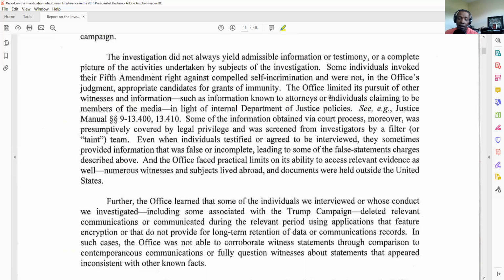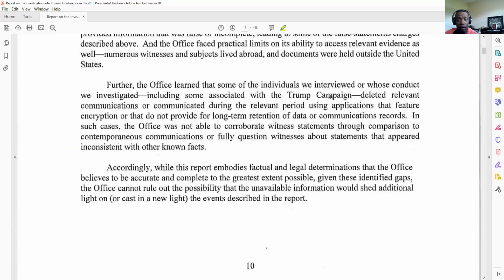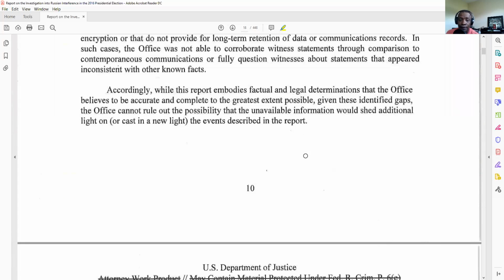Numerous witnesses and subjects lived abroad, and the documents were held outside the United States. Further, the office learned that some of the individuals who were interviewed or whose conduct was investigated, including some associated with the Trump campaign, deleted relevant communications or communicated during the relevant period using applications that featured encryption or that do not provide for long-term retention of data or communication records. In such cases, the office was not able to corroborate witness statements through comparison to contemporaneous communications or fully question witnesses about statements that appeared inconsistent with other known facts.